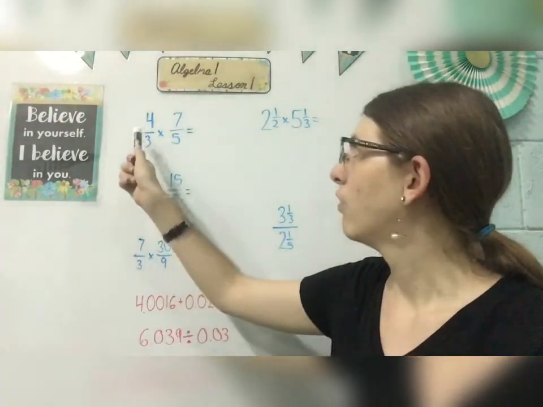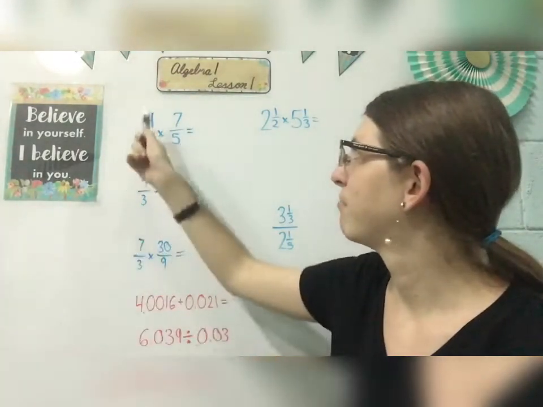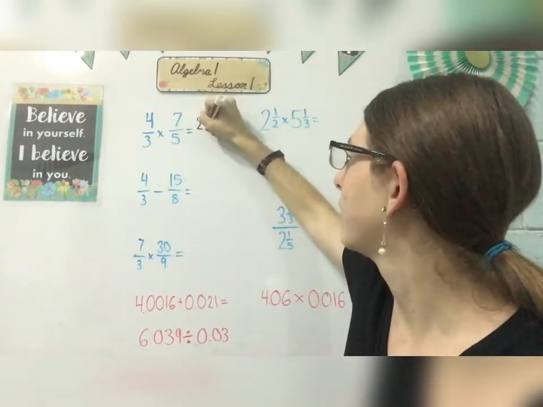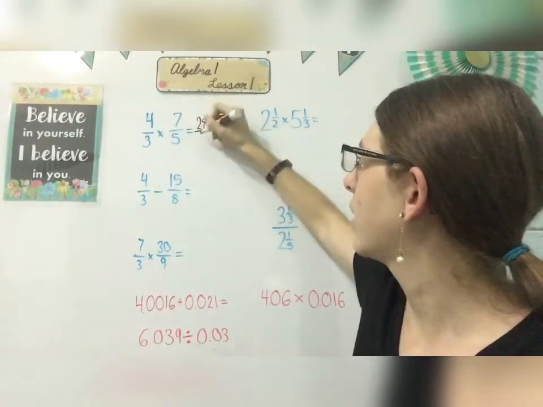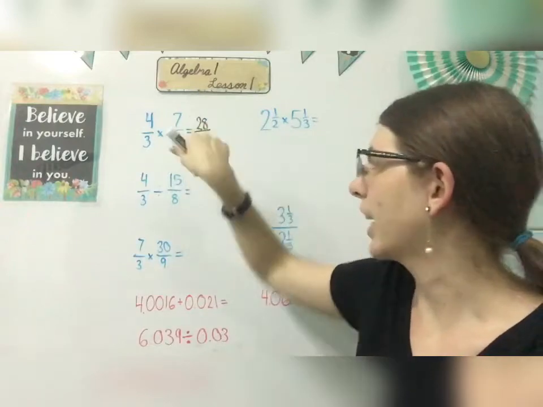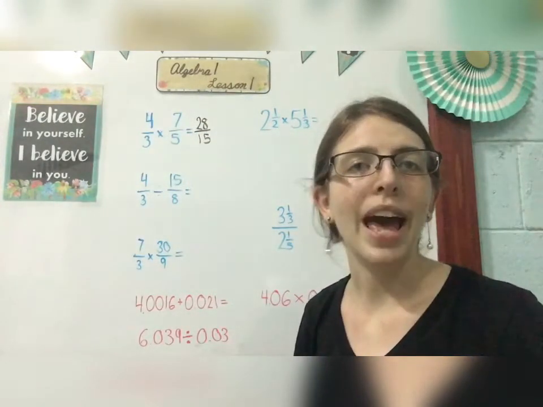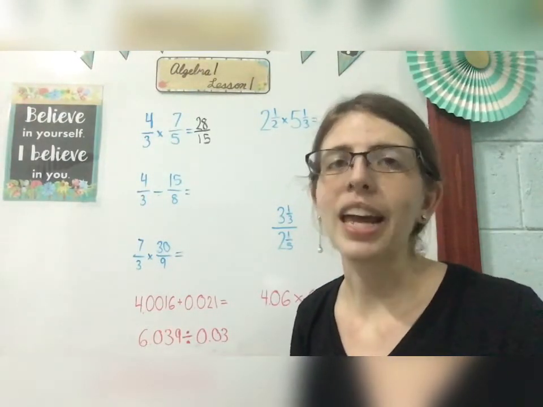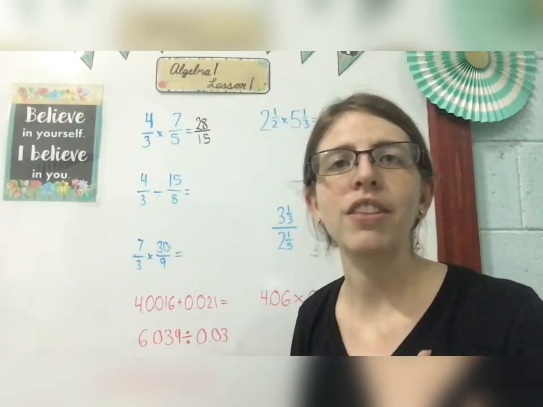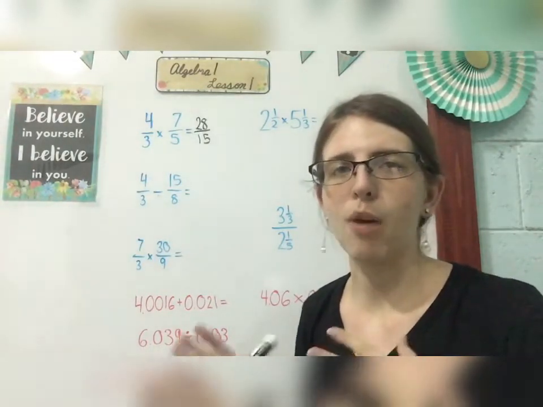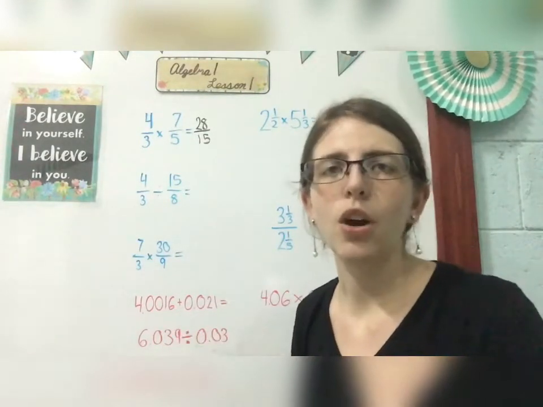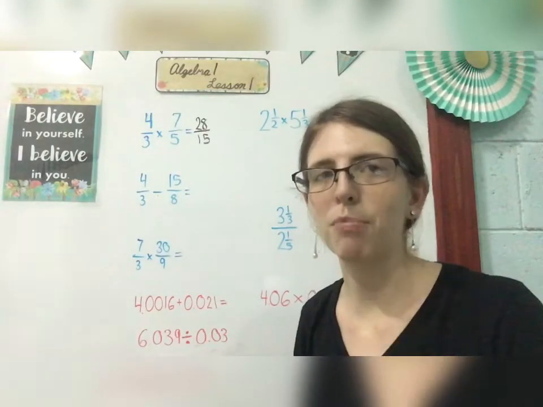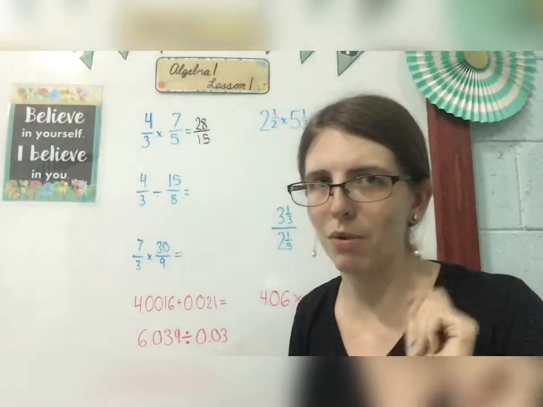So 4/3 times 7/5. Nothing that I can cancel, so I will multiply my numerators. Gives me 28. Multiply my denominators, gives me 15. Double check, nothing I can reduce. I'm going to go ahead and leave it as an improper fraction. In elementary math, you would never leave it. But now I am going to have you start leaving it, because more often than not, you're going to be using your improper fractions in other types of problems. So it's okay now to leave it as an improper fraction. It has to be reduced, but improper fractions are okay for now, unless I tell you otherwise.